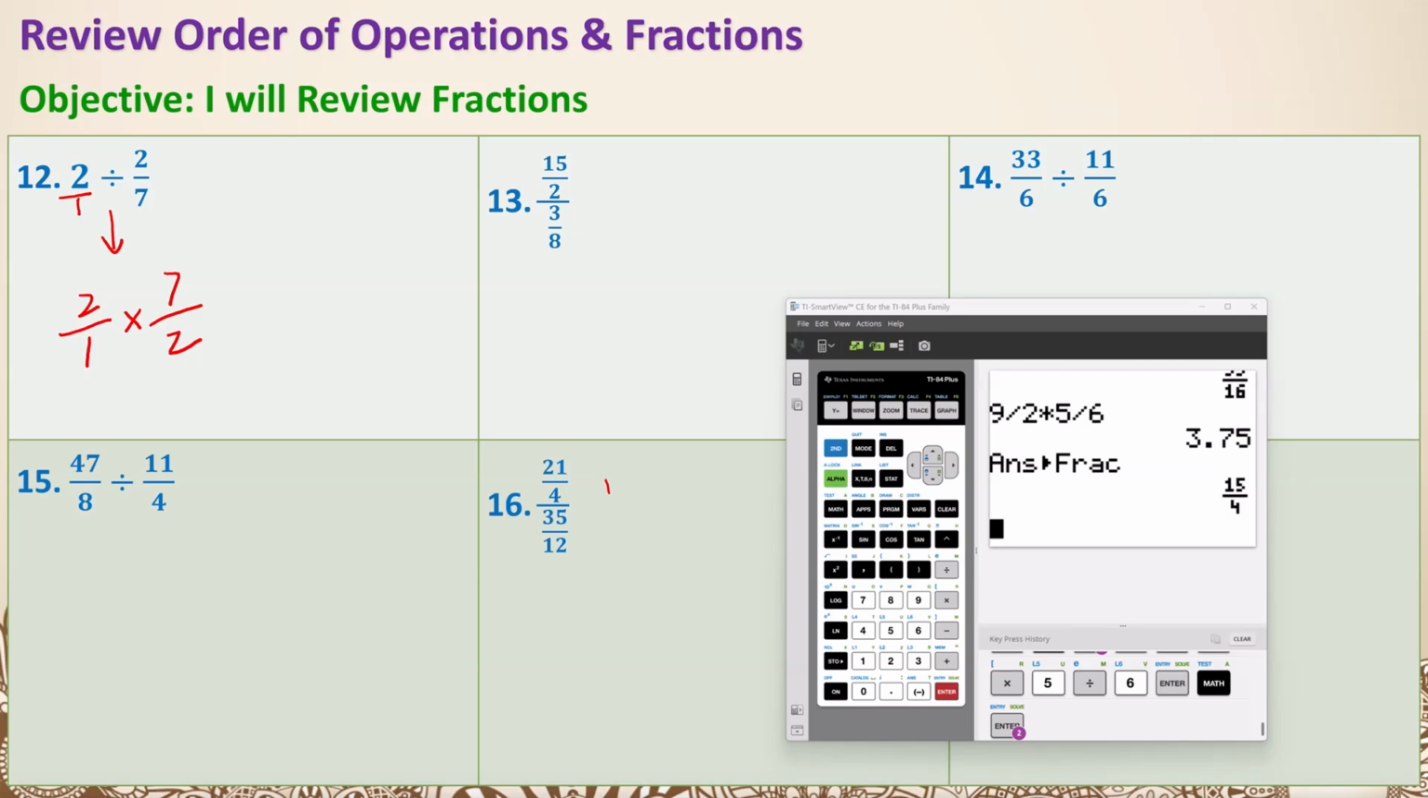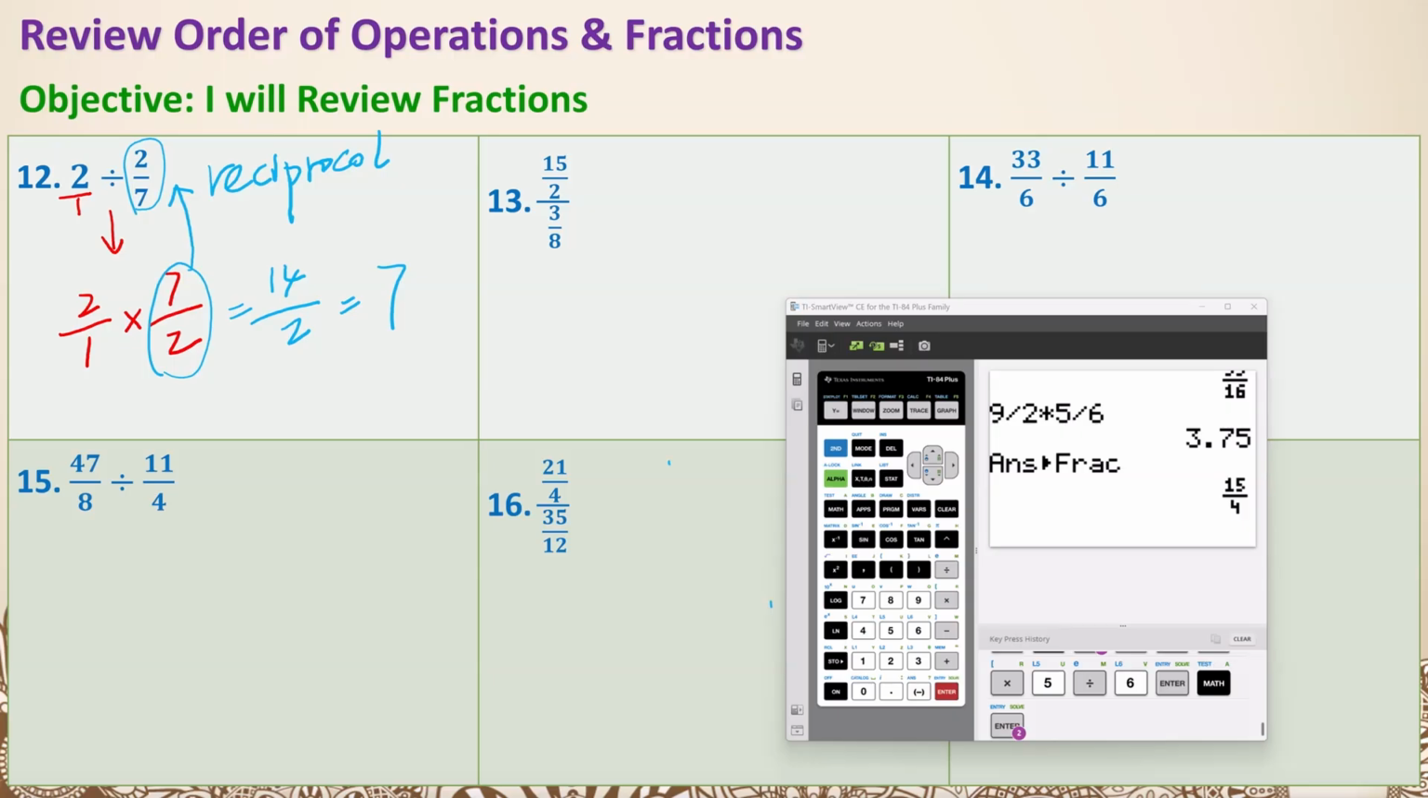Just a reminder, the 7 over 2 compared to the 2 over 7, that has a name, which is called reciprocal. Okay, so we typically need to change division into multiplication and multiply by the reciprocal. And then we just multiply across. 2 times 7 is 14. 1 times 2 is 2. Final answer is 7.